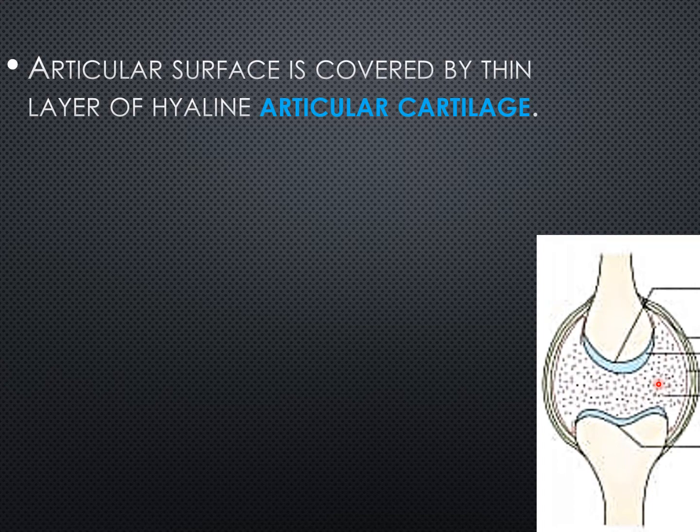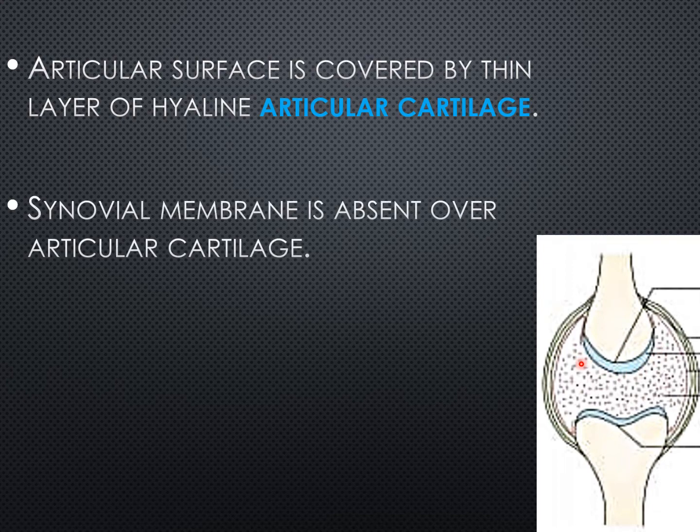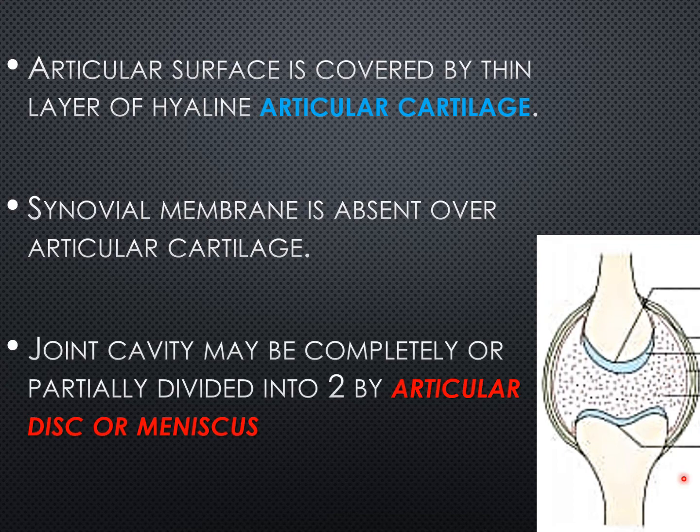And this reddish colored structure is the synovial membrane. The synovial membrane will not extend over the articular cartilage, so it is absent over the articular cartilage. In some joints, the joint cavity may be completely or partially divided into two by an articular disc or a meniscus. The articular disc is a piece of fibrocartilage seen between the two bones, and it divides the joint cavity into two, either completely or partially.